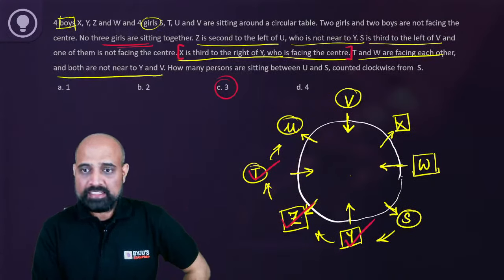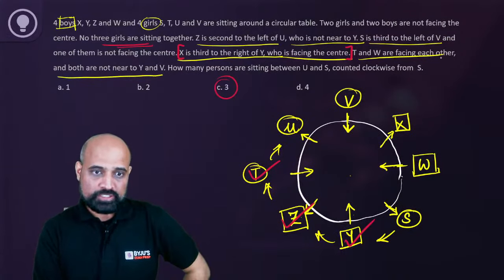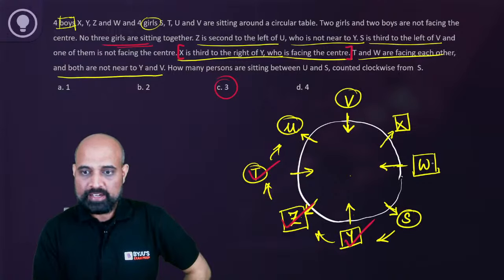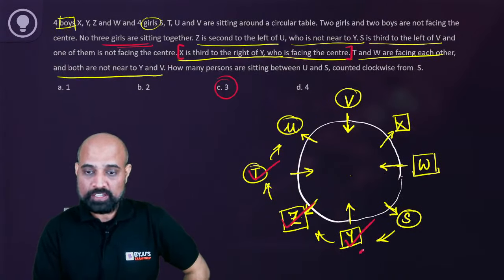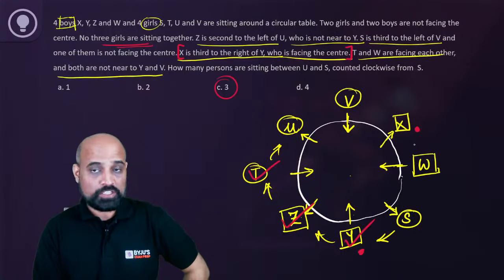Next it says T and W are facing towards each other and both are not near to Y and V. So Y and V के नजदीक नहीं होना है, तो T and W, they can only take these two positions. They are facing inwards and we should be over here. So Y is fixed, X is fixed, not the direction. Y का direction fix हो गया. T and W are fixed और इसका direction हो गया.